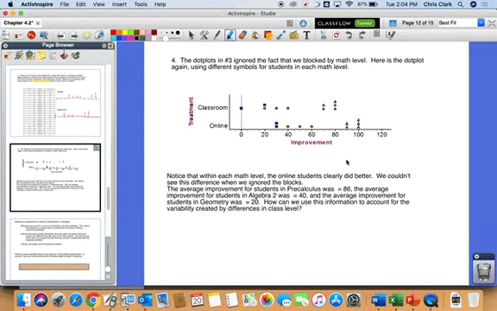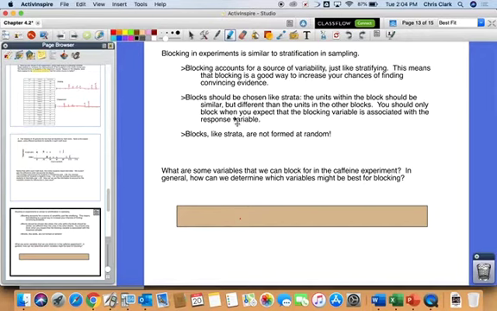So how can we use the information that we see here to account for the variability created? We block. We block by class level. We want to make sure that there's an equal amount of students in each group. So what is blocking? On a more formal level, blocking in experiments is similar to stratification in sampling. Blocking accounts for a source of variability. Not every source of variability, just the source of variability that comes from the variable that we are looking at. So when we block, we do it so that we can increase our chances of finding convincing evidence.